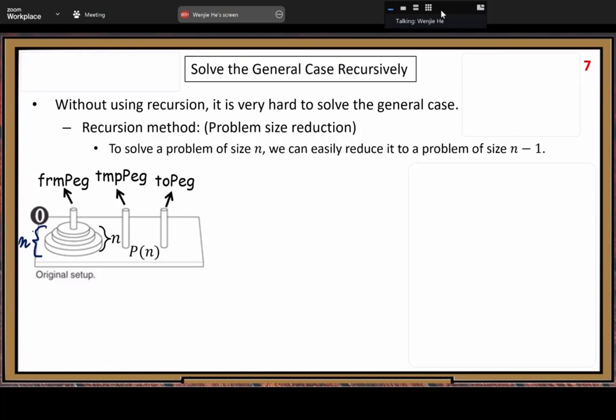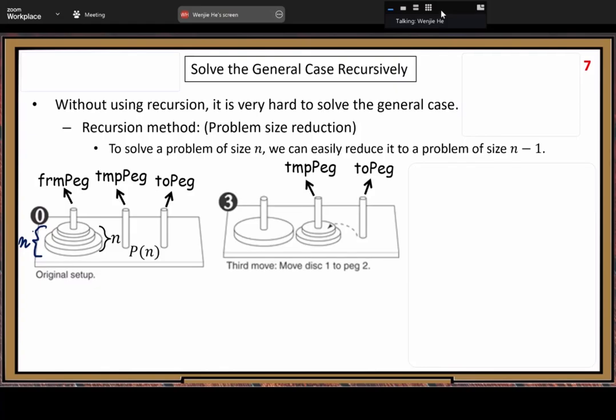To solve this P of n, first we need to apply P of n minus 1. We need to apply the solution of the previous problem size first. We apply the solution of the previous problem size, P of n minus 1. We assume it's available.